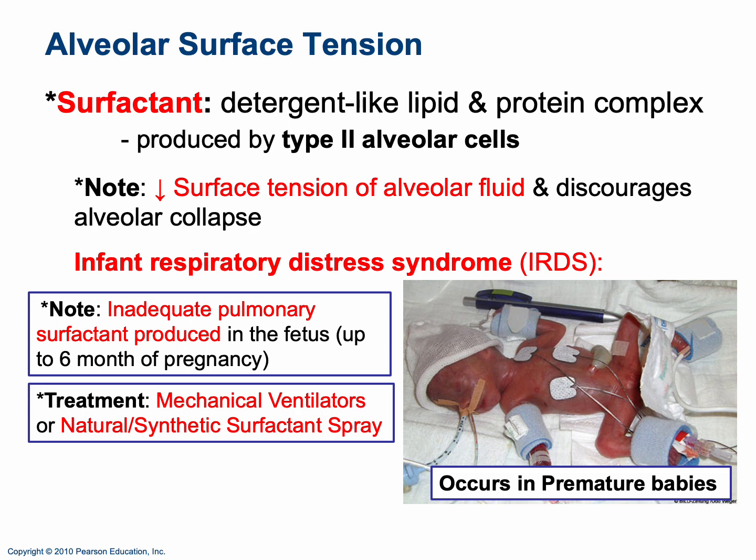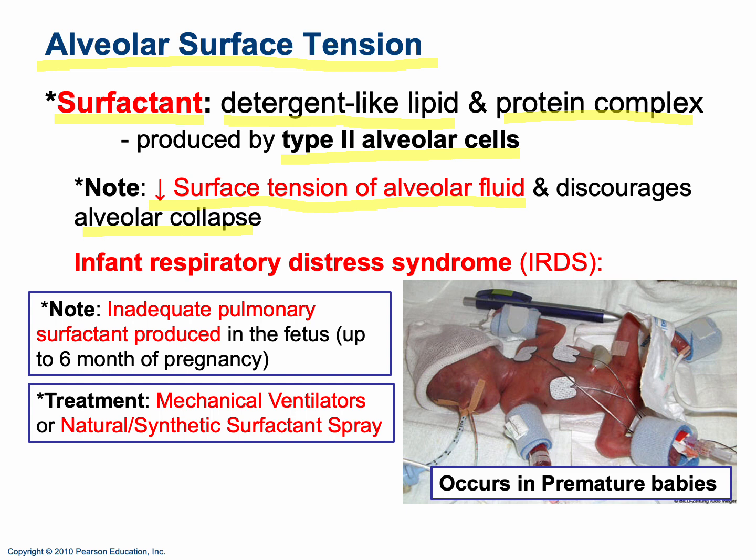We're now going to take a look at alveolar surface tension. So very important concept here. Alveolar surface tension. And we take a look at the chemical known as surfactant. So surfactant is a detergent-like lipid and protein complex, and it's produced by the type 2 cells, also known as the type 2 alveolar cells. And the important purpose of the chemical surfactant is that it decreases surface tension of alveolar fluid and ultimately can discourage alveolar collapse.